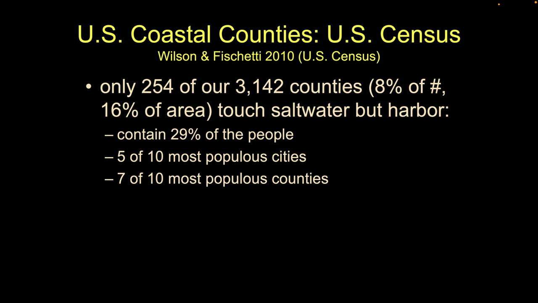Okay, so here's some stuff from some of the readings that I had you do, just a few examples. There are only 254 of our more than 3,000 counties in the United States touching a shoreline. So that's 8% of the total number, or if we're talking about areal extent, that's 16% of the total acreage of the land in the U.S. But as of 2010, they contained 29%. Remember, I told you these numbers vary between like 30 and 40%, but this is just a measure from 2010. In 2010, they contained 29% of the people, half of our most populous cities, and 70% of our most populous counties. So that's where a lot of the action is happening, right?